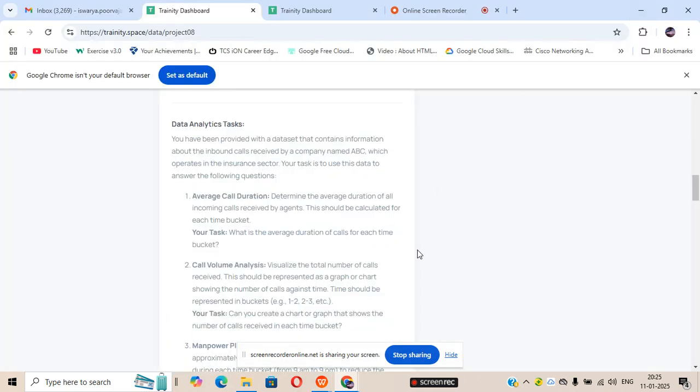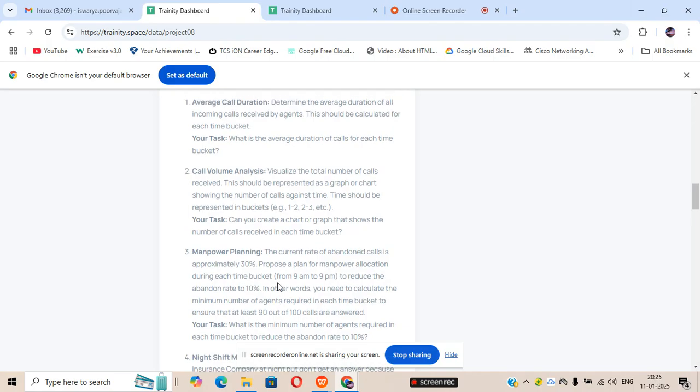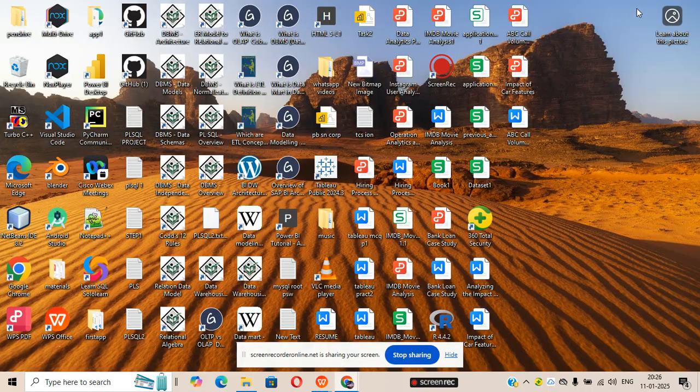Moving to the second task, we have to do a call volume analysis. Visualize the total number of calls received. This should be represented as a graph or chart showing the number of calls against time. Time should be represented in buckets. My task is to create a chart or graph that shows the number of calls received in each time bucket.